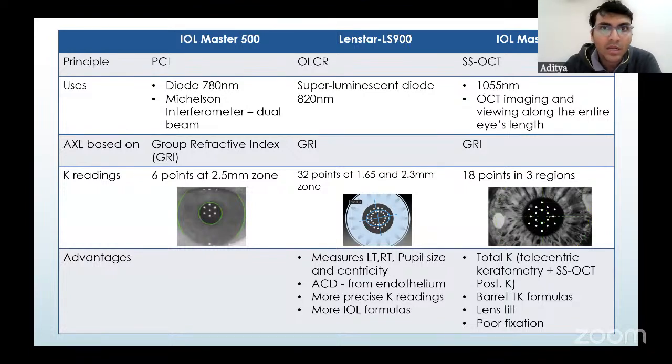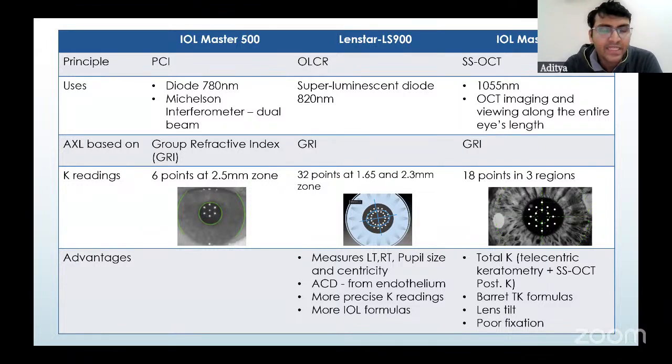So, in this table, I have compared the three most popular biometers, that is the IOL Master 500, Lenstar LS 900, and IOL Master 700. So, as discussed, the principle of IOL Master 500 is PCI based, that is partial coherence interferometry. Lenstar LS is optical low coherence reflectometry, and IOL Master 700 is swept source OCT.